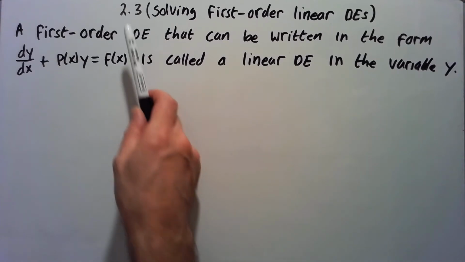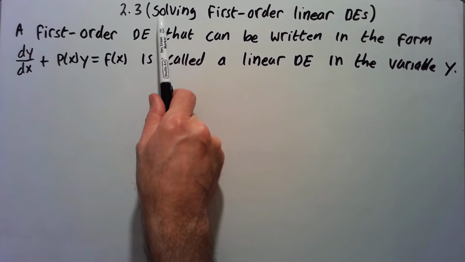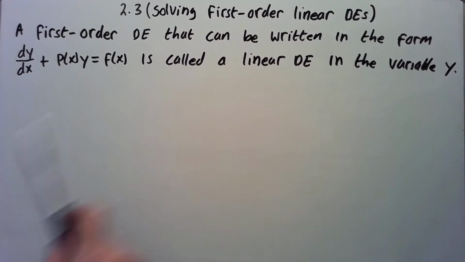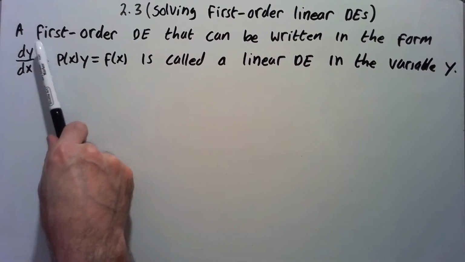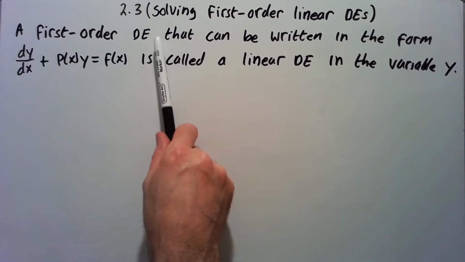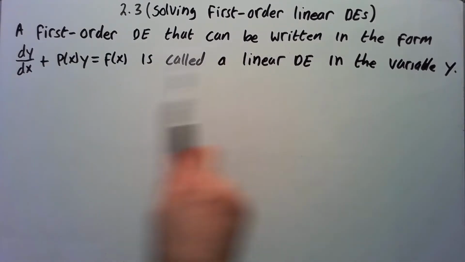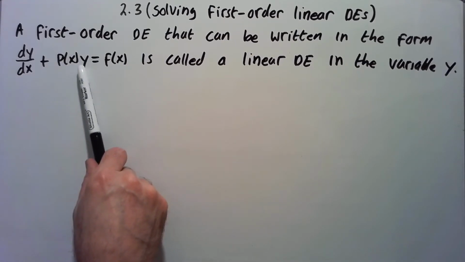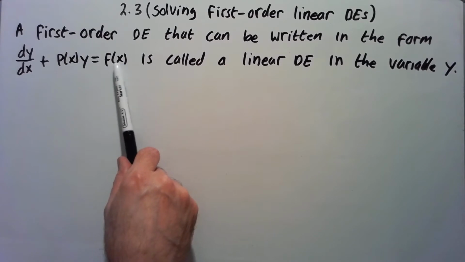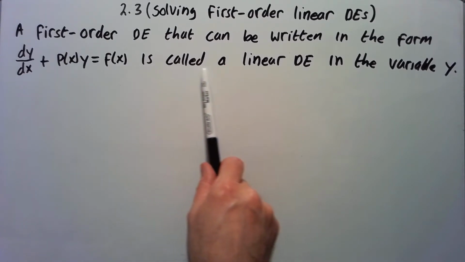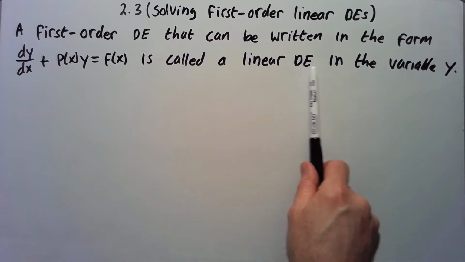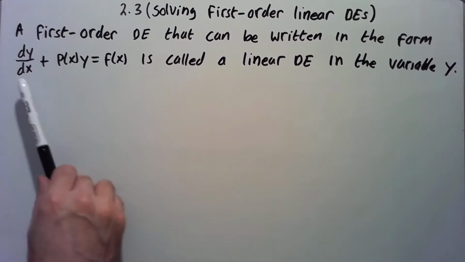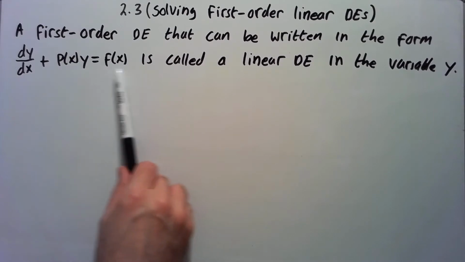Okay, so let's look at 2.3. This section is about solving first-order linear differential equations. So just recall, a first-order differential equation that can be written in the form dy/dx plus some function of x times y equals f of x, some other function of x, is called a linear differential equation in the variable y. So we're going to learn how to solve differential equations of this form now.